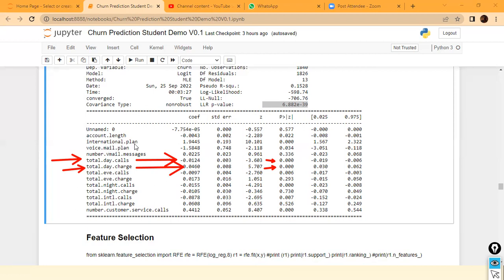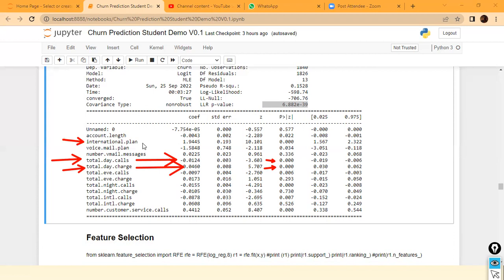The way we interpret a categorical variable's coefficient is different from the way we interpret numerical or quantitative variables. Here, how do we interpret the international plan? The international plan is yes or no: 1 is yes, 0 is no. Here we cannot interpret a 1 unit increase in the international plan, or a 1 unit increase from 0. It doesn't make any sense.